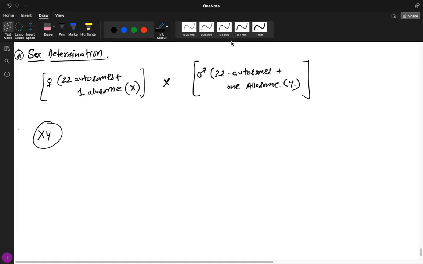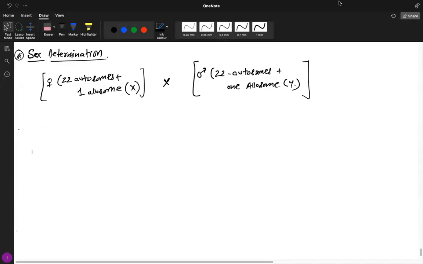So the X chromosome can be present in both males and females. Males have one copy, females have two copies, but the Y chromosome is exclusively present in males. It can't be present in a female, because it has male-specific genes in it. Does it make sense, everyone? Yes, no? Okay.